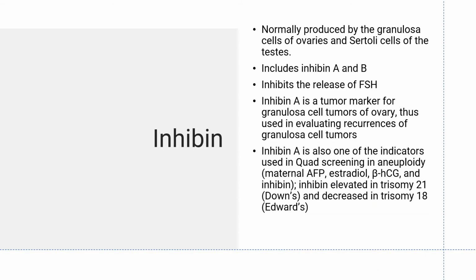Inhibin A is also one of the indicators used in quadruple screening for aneuploidy. In quad screening we use maternal alpha-fetoprotein, estriol, beta-human chorionic gonadotropin and inhibin. Inhibin is elevated in trisomy 21, Down syndrome, and decreased in trisomy 18, that is Edwards. Inhibin B is used as a marker of spermatogenesis, as a marker of fertility in males.